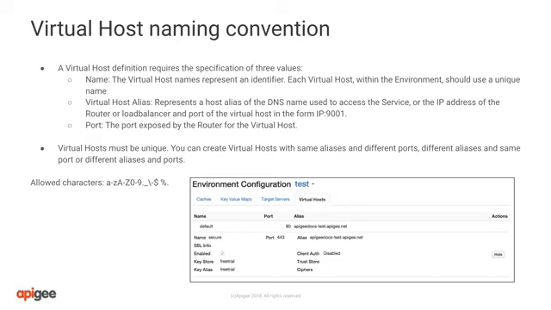Virtual hosts must be able to be uniquely identified. This means that you can create virtual hosts with the same alias as long as you use different ports, and virtual hosts with different aliases in the same port, or finally, virtual hosts with a combination of different aliases and ports. When naming virtual hosts, the usual rules around use of special characters apply. The list is shown here on screen.